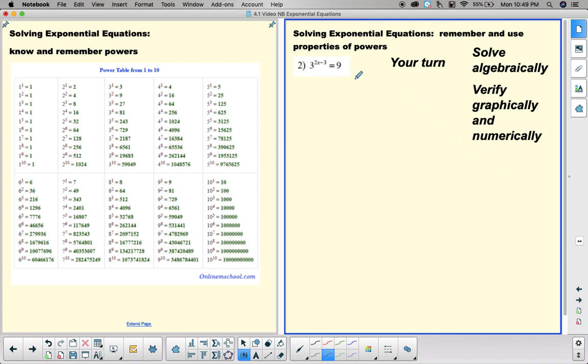Another one. Why don't you try doing this one on your own? So pause the video, copy down this equation, and then try solving it using the steps I used in example 1. So hopefully you had fun solving that.